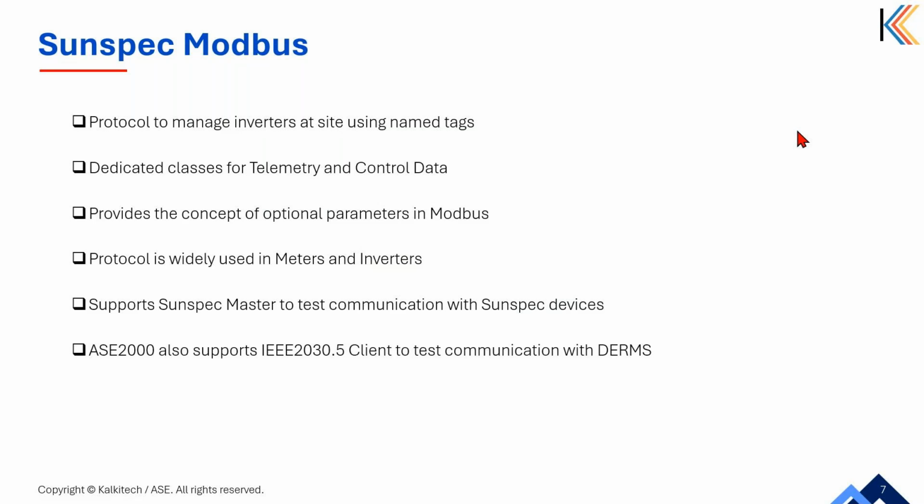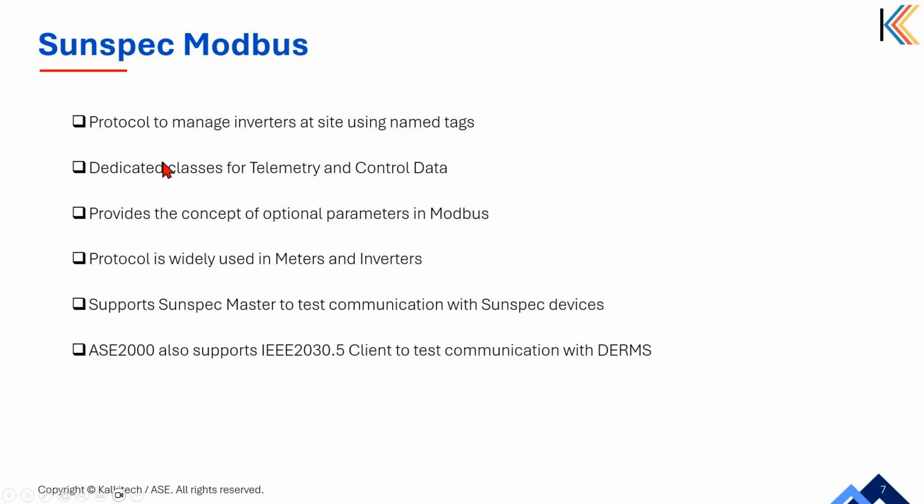So to support this capability, SunSpec came up with the idea of named tags in all the inverters and meters, and these are standard classes. That means if you identify a Modbus register, we automatically know that it belongs to a specific SunSpec Modbus class and has a specific type. So that concept has been introduced, and it is widely used in inverters nowadays.